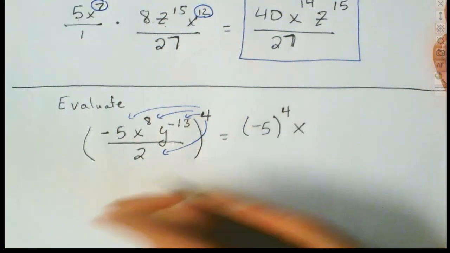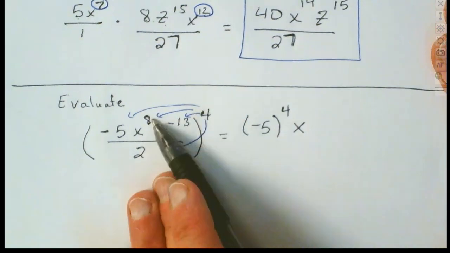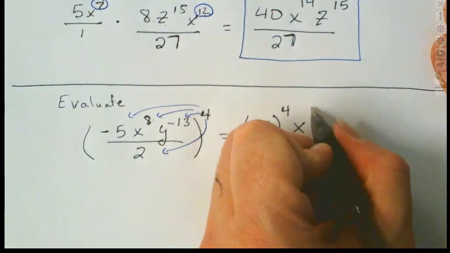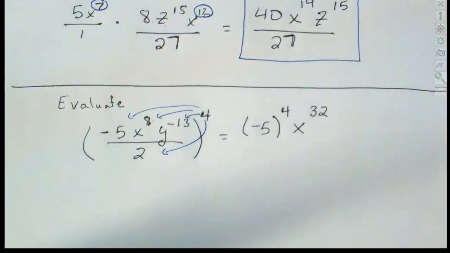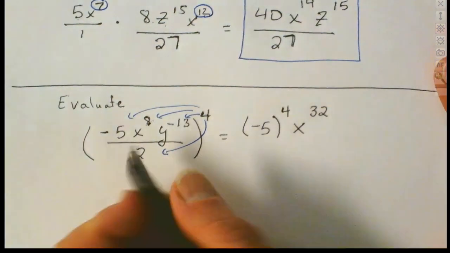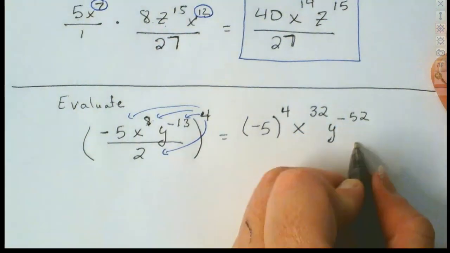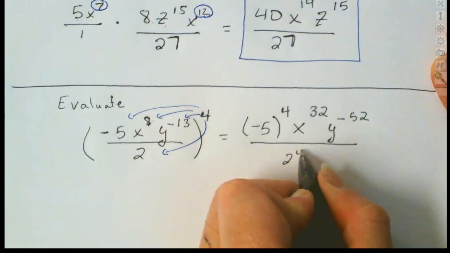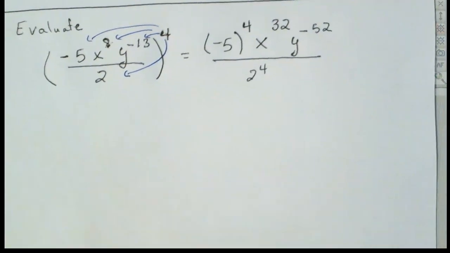Then what about x? What do we have here? We have 8 times 4. We've got parentheses, so we multiply. And 8 times the 4, well, that makes it a 32. And then we've got 4 times that 13, and it's negative. So that comes out to be a y to the negative 52nd power, right? And what about down below? That's 2 to the 4th power. Is everyone okay with that so far?